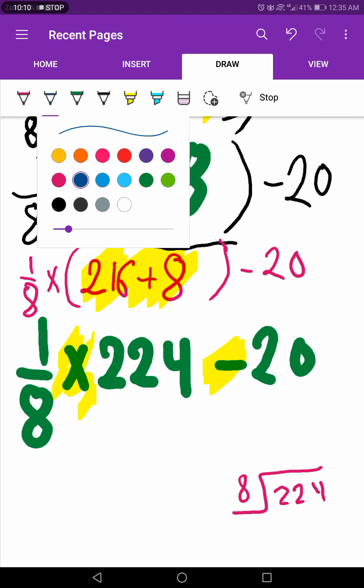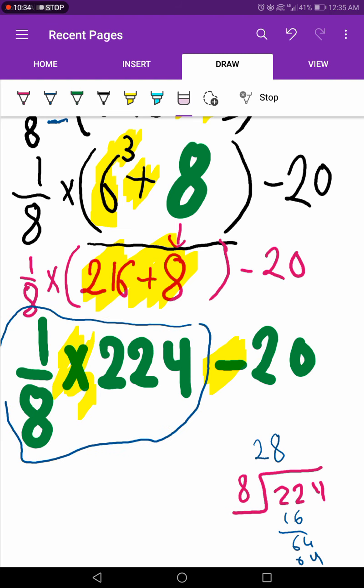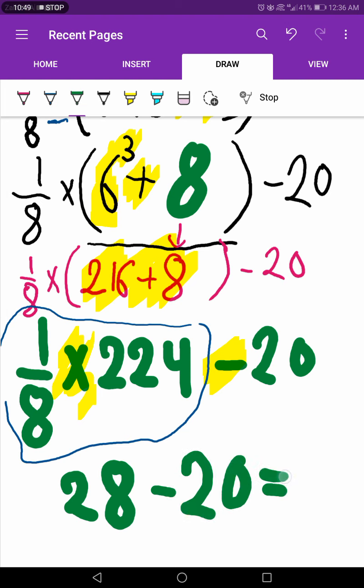Let us remember how we divide it. How many 8 in 22? It is 2. 2 times 8 equals 16. Bring down the 4: 64, 8 times 8 equals 64, remainder 0. So the answer equals 28. I write it instead of this. 28 minus 20 equals 8, and this is the answer.